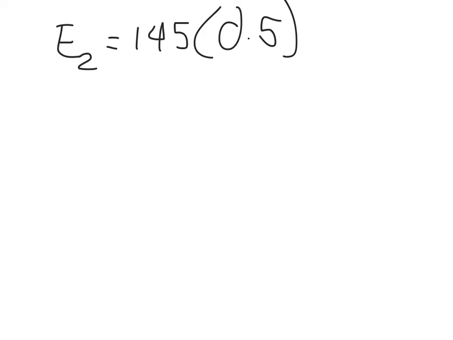Now for category 2, I'm going to have 145 times 0.5, and that's going to give me 72.5. Alright, so those are my expected values. Now what I'm going to do is get the observed minus expected.